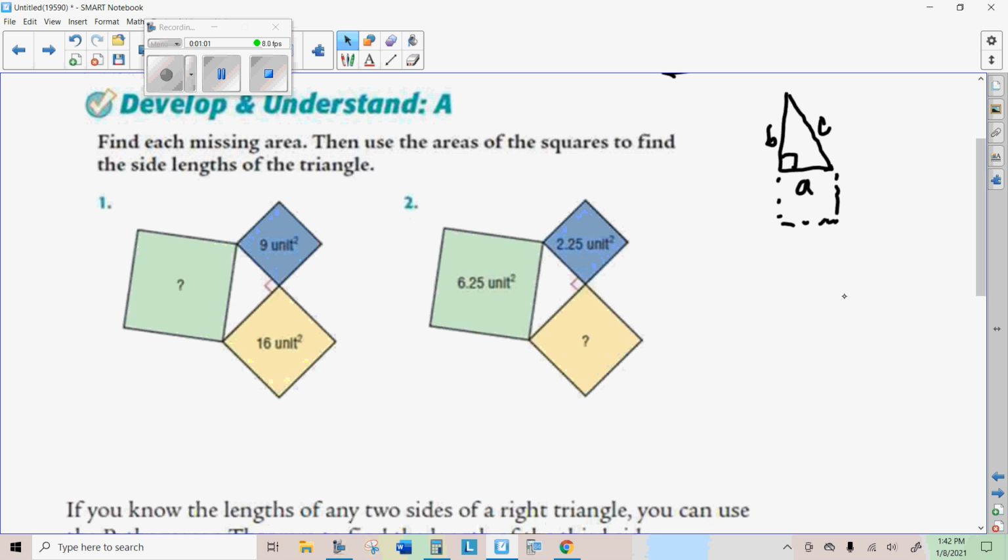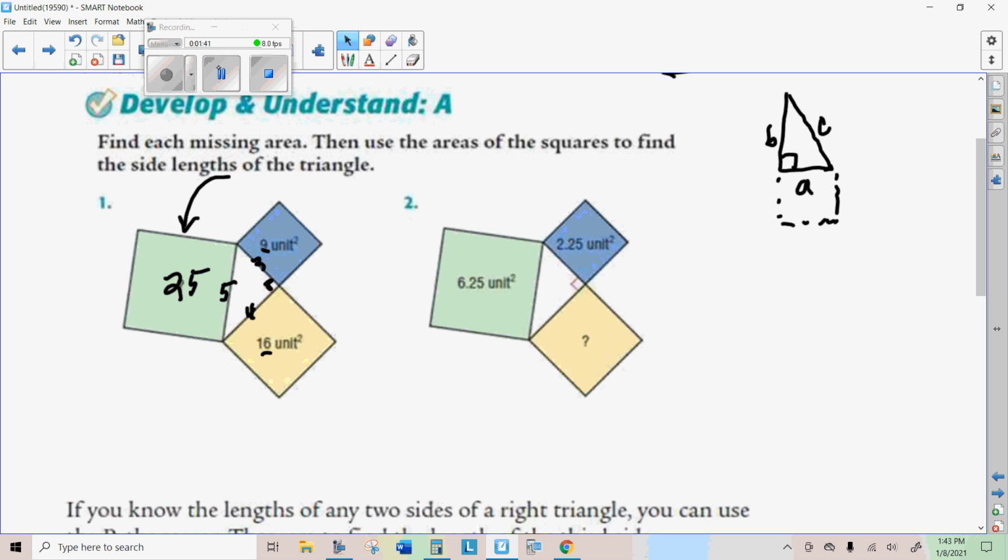So we could show that real quickly here. You can find the two shorter sides, a and b, by this right angle. Those are called the legs. So the leg here is 3, because 3 squared is 9, and the leg here is 4, because 4 squared is 16. We know that the area of this big square will be 9 plus 16, which is 25. Once we know the area, you can take the square root of that to find the side length. So the side length will be the square root of 25. So go ahead and do number 2.